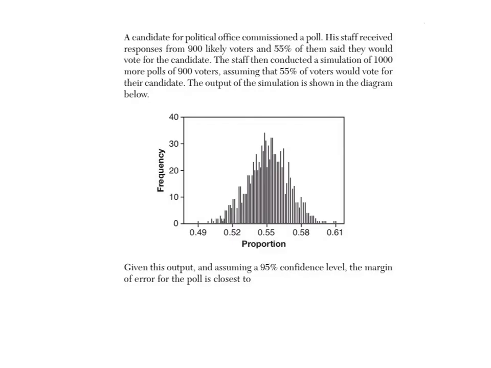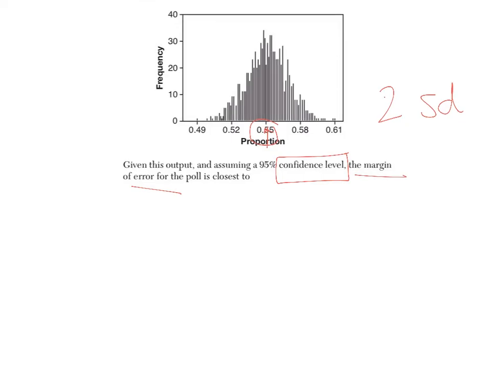So here's the second question that got most of us on our exam last year. I don't think you need to copy all of this down here, but we'll highlight one key feature here. A candidate for political office commissioned a poll. His staff received responses from 900 voters, and 55% of them said they would vote for the candidate. The staff then conducted 1,000 more polls of 900 voters, assuming 55% would vote for their candidate. So they're basically telling me that my proportion is my 55%. So notice, to get that confidence level, or the margin of error, I need to do 2 times that standard deviation. And again, they don't give me the standard deviation. So I have to use that formula we just talked about to get it.